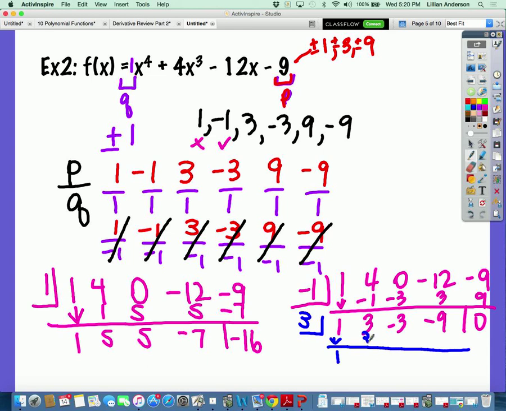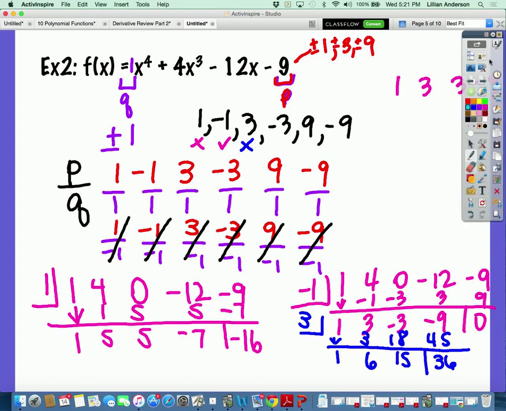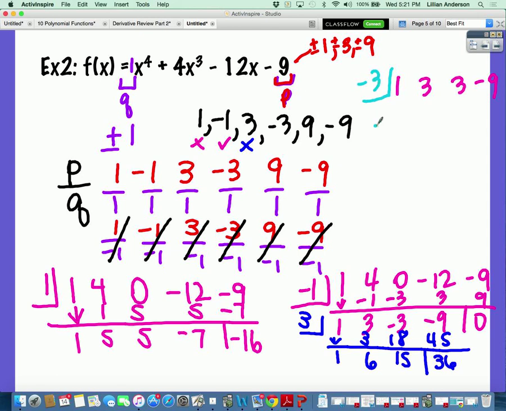Bring down 1, and go forward. But unfortunately for this one, 3 doesn't work, okay? So since 3 doesn't work, I still got to find one more. I found 1, I just need to find one more. So now I'm going to go back to that line, this line right here of 1, 3, negative 3, and negative 9, and I'm going to use that line and then test my next rational zero, which is negative 3. Bring down the first and proceed with my process.